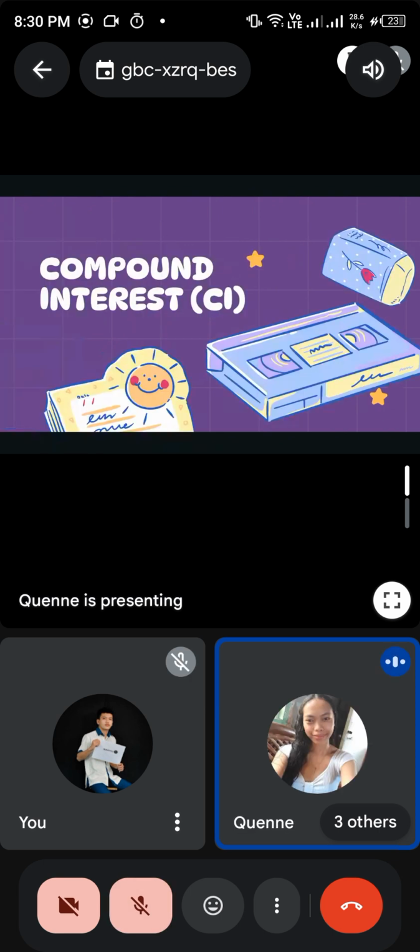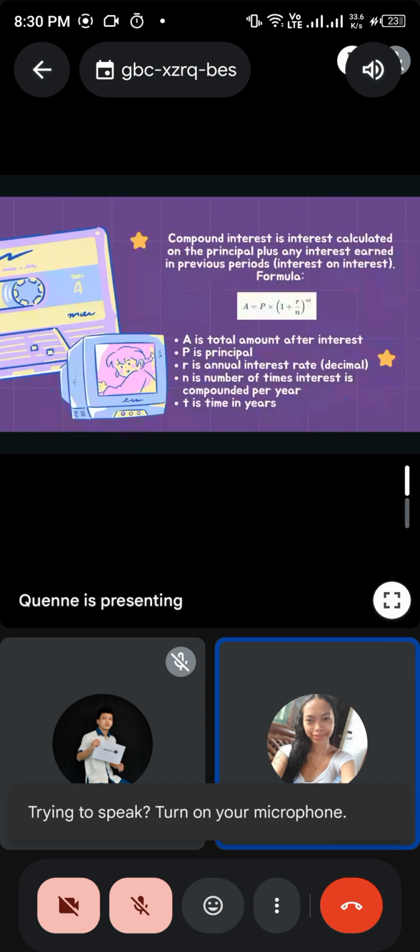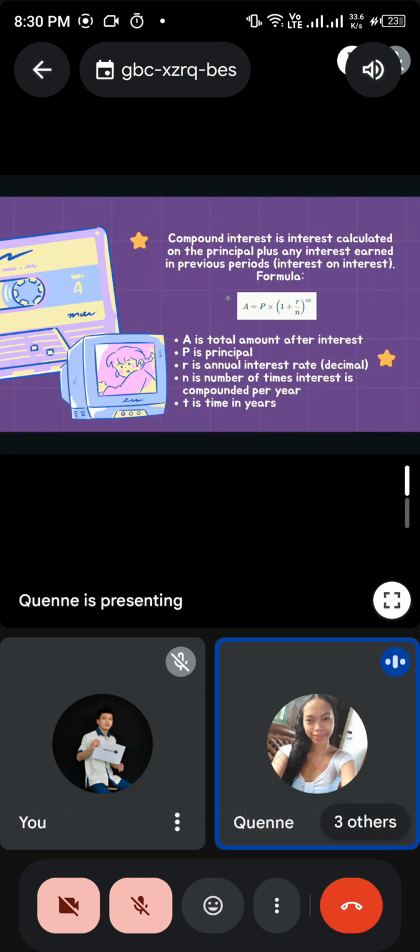Next is the compound interest. Compound interest is the interest calculated on the principal plus any interest earned in previous periods, or interest on interest. Our formula here, as you can see: A is our total amount after interest, P is the principal, R is the annual interest rate, N is the number of times interest is compounded per year, and T is the time in years.